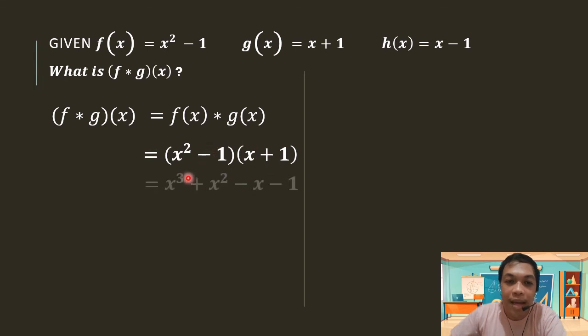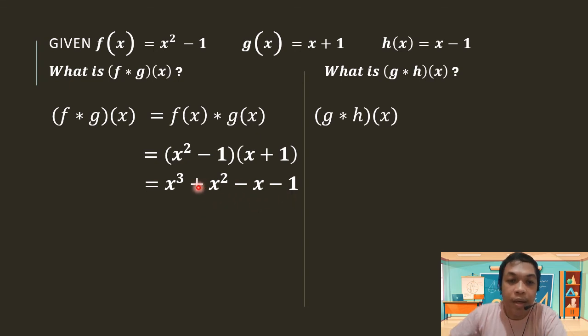So by multiplying, we have x squared times x, that is x cubed, x squared times 1, that is x squared, negative 1 times x, that is negative x, and negative 1 times positive 1, that is negative 1. So, meron ba tayong mga like terms na pwede nating ipag-combine? Since wala naman, that is already our answer. X cubed plus x squared minus x minus 1.